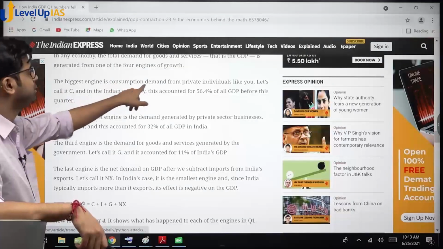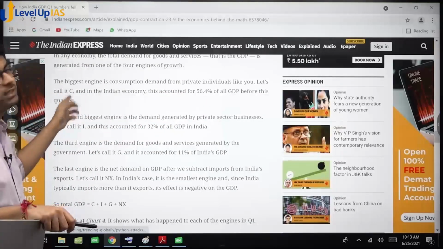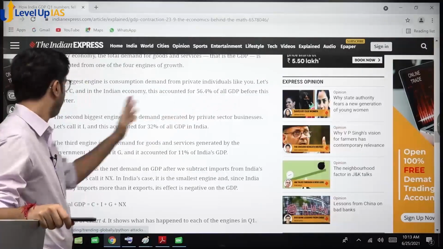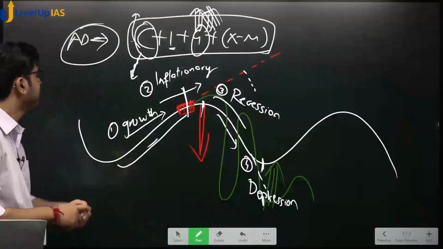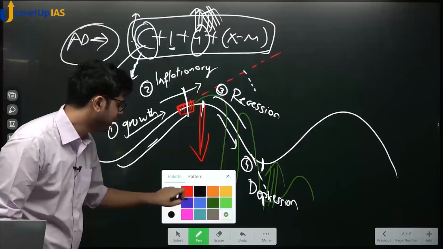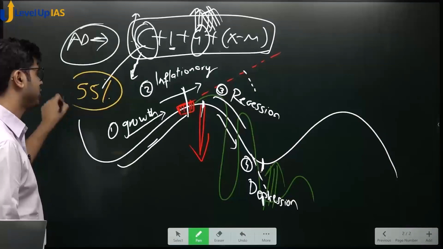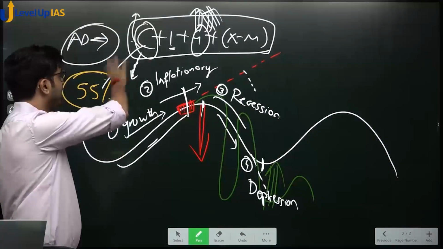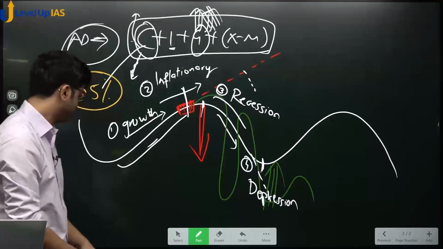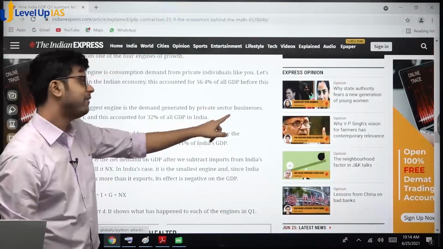The biggest engine is consumption demand from private individuals like you. C, we are talking about C. Let's call it C. They said it themselves. And in the Indian economy, this accounted for 56% of all GDP before this quarter. Which means, what does it mean? Out of the total, C accounts for the weight of C. Weightage of C is around 55%. Always use approximations, that is fine. Okay? So C's weight is around 55%, which means if C tanks, it is very difficult for others to float it, right?